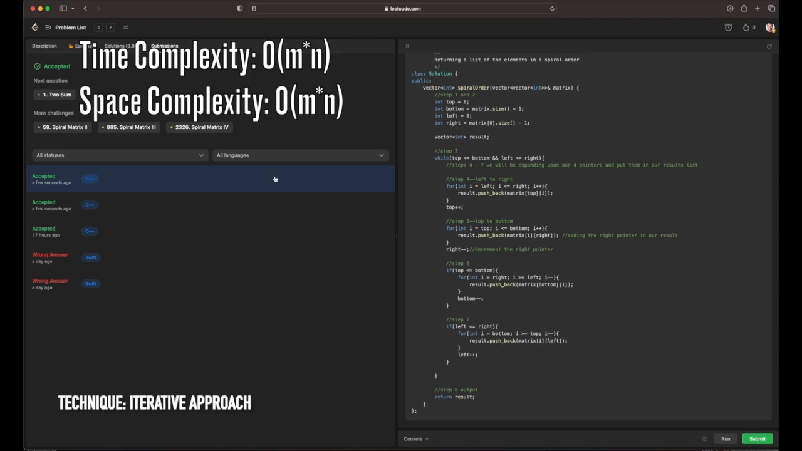That's because every element in the matrix is visited once, and the space complexity is also the same, O of m times n, where m is the number of rows and n is the number of columns, because we are storing each of the elements of the matrix in a list to start with. So yeah, the following solution is already further optimized since each element in the matrix is visited exactly once. And yeah, this was Spiral Matrix.